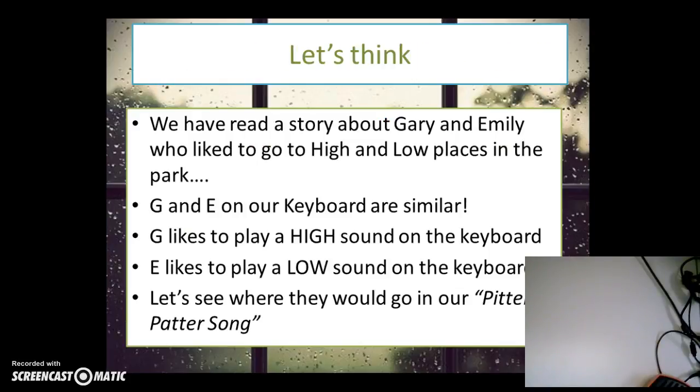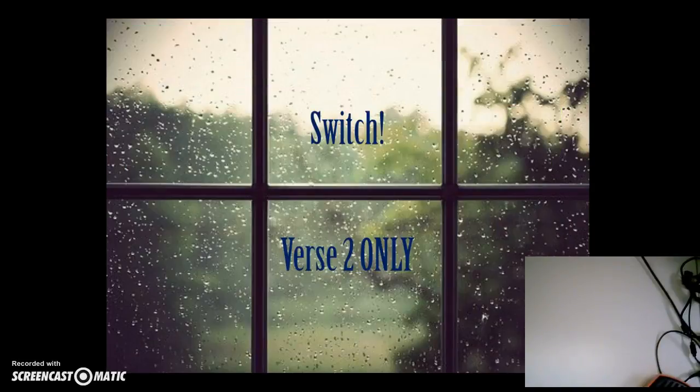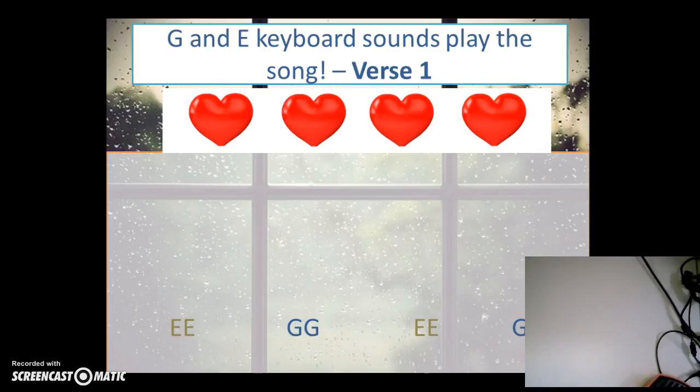So we have read a story about Gary and Emily who like to go to high and low places in the park. And so G and E on our keyboard are similar. G plays high sounds and E plays low sounds. So let's see where they would kind of fit in our pitter-patter song, keeping in mind that G, like Gary, is high and E, like Emily, is low. Okay, so we're going to switch it up a little bit. We're going to listen to verse 2, and that's what we're going to work with.